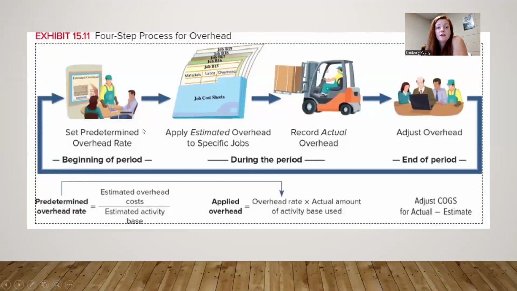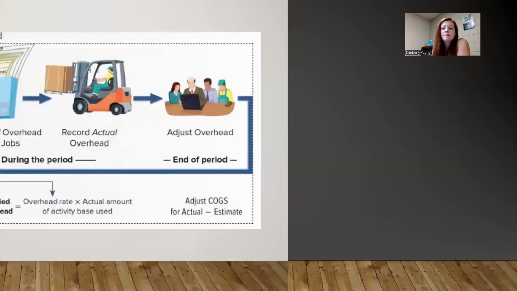So this is just a reminder of the process that we just did. We figured out the predetermined rate. We took the estimated overhead costs divided by an estimated activity base, which we use direct labor hours for. Then second, we applied that rate by taking the overhead rate from the formula before times the actual number of direct labor hours or whatever the activity base might be. Then at the end, we want to look at the actual costs that came in as they've been recorded for actual overhead and compare it to the estimated amount. So that's what we're going to do next.